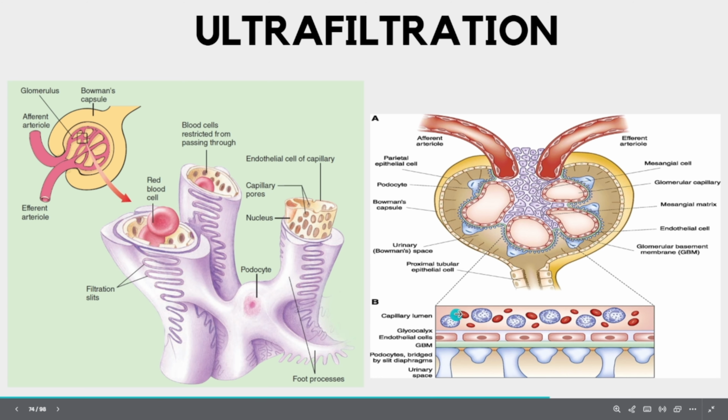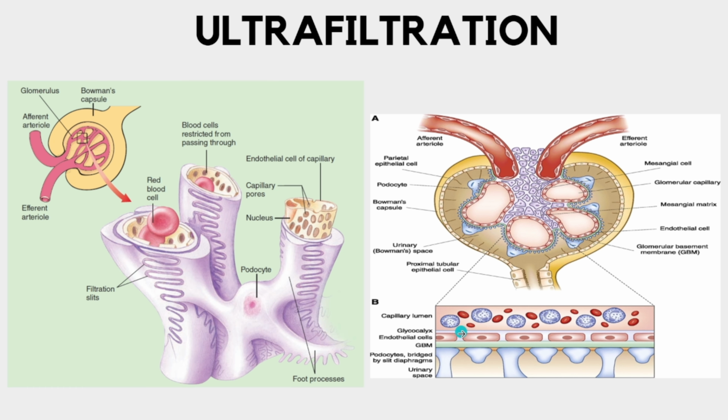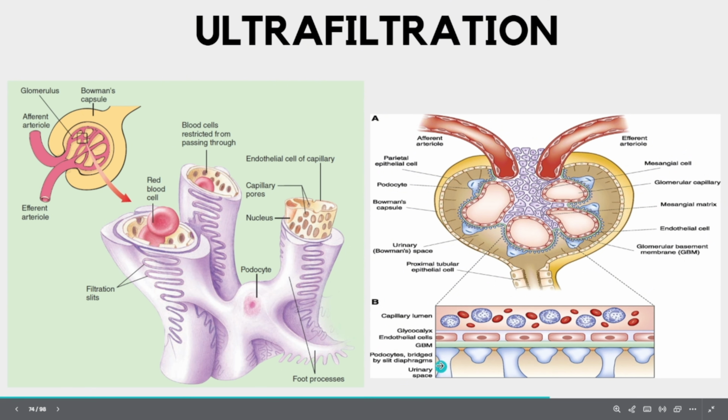So there are many layers. The capillary is covered by the endothelial layer first, an endothelial layer with many pores, capillary pores. After that, it is covered by a membrane that covers the endothelial cell, called the glomerular basement membrane. GBM here, this green color one. So this glomerular basement membrane is in contact with the Bowman's capsule.